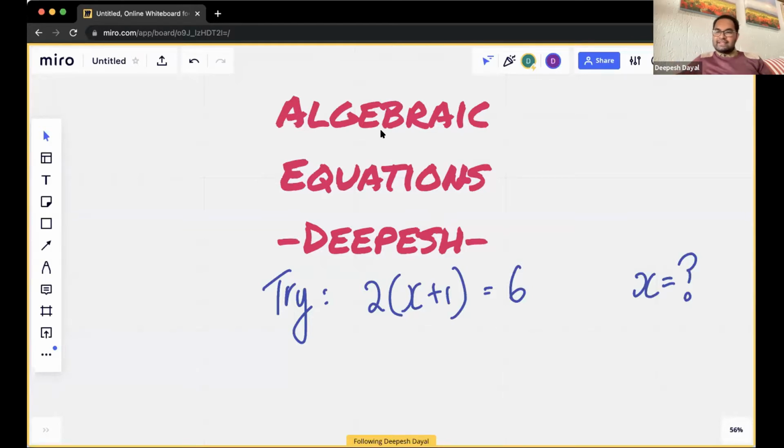Okay, I'd just like you to try the question on the board so far, which is 2, and then in a bracket, x plus 1 equals 6. And here we need to solve for x. So let's try that out and see what we get. You're welcome to unmute yourself and let me know what your answer is, or alternatively, you're also welcome to type your answer in the chat so we can all compare.